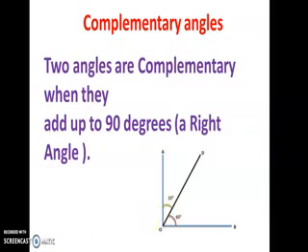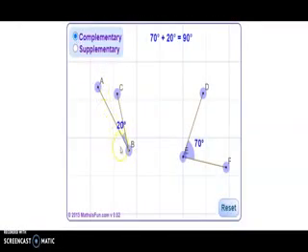Let's see how. Here you are observing two angles, isn't it? Angle ABC and angle DEF. Here angle ABC is 20 degrees and angle DEF is 70 degrees. If I add these two angles, I will get the sum as 90 degrees.